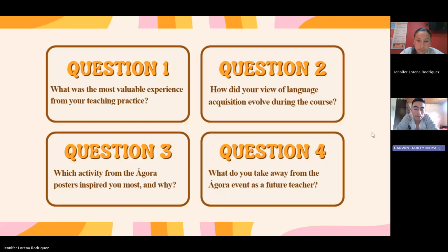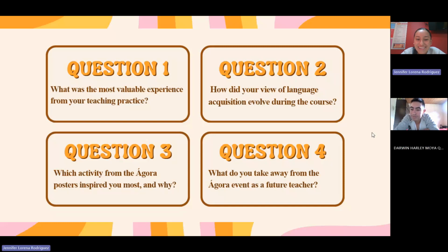And question number four, what do you take away from the Agora events as a future teacher? I think that the Agora event was very interesting because all my classmates were showing their posters, their presentations, and for me it was very amazing because we have similar ideas. I think similar to you, Jennifer, and you think similar to me. And these are my answers, Jennifer, and that's all.